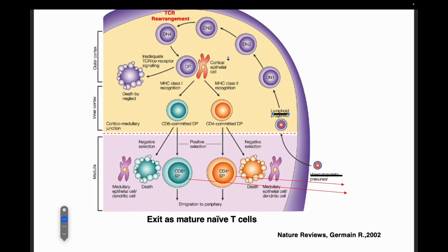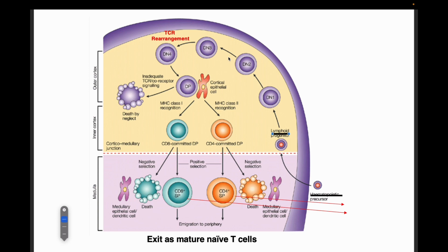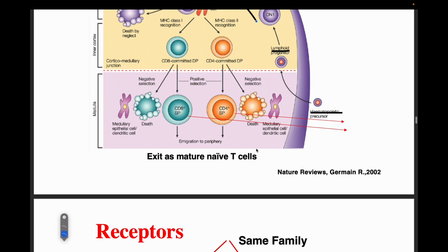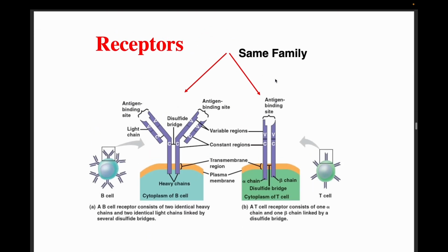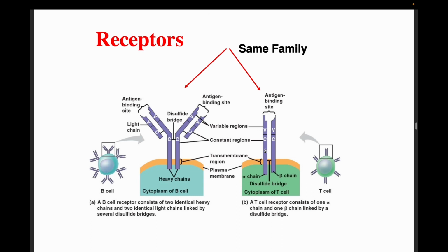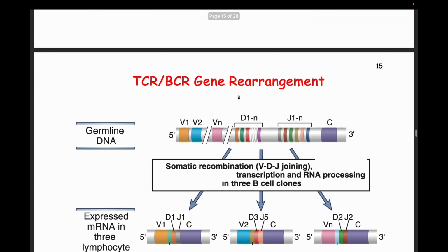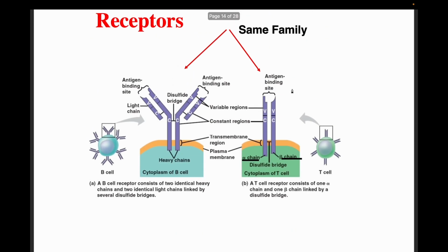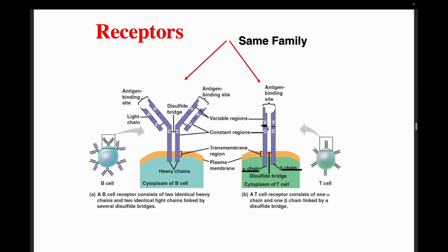This DN stands for double negative. Double negative, it does not contain CD4 or CD8. And during this double negative stage, TCR rearrangement occurs. Okay? Now, something we must know about the T cell receptor is that it contains two chains, alpha chain and beta chain. Each chain consists of two regions, constant region and variable region. The TCR rearrangement, which happens at the DNA level, basically codes for the variable region of the chain.